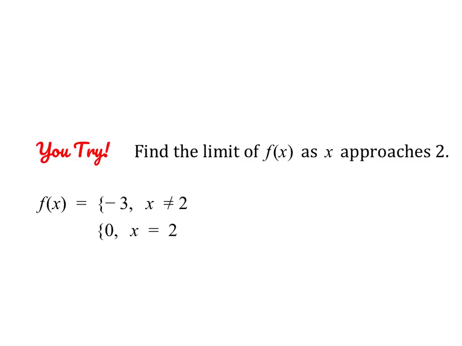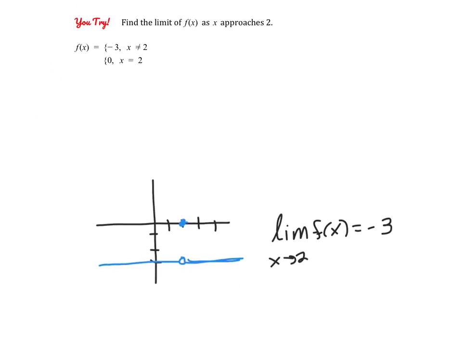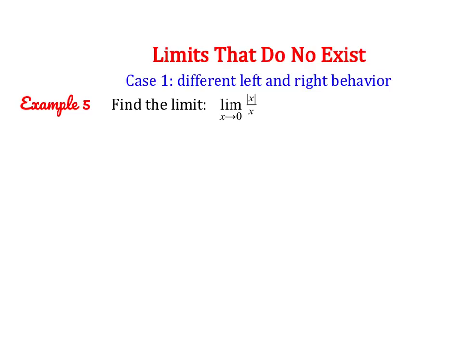All right, go ahead and pause the video and give this problem a try. So here, same idea, we have a piecewise function. f of x is -3 for all values except when x is 2. But still, our limit as x approaches 2 is still going to be -3 because that's what's happening as x is getting up to that point.